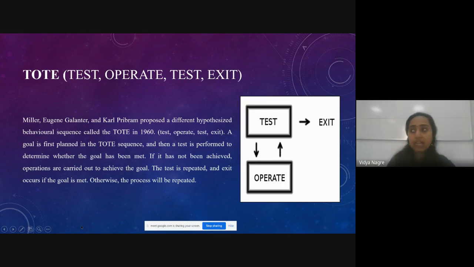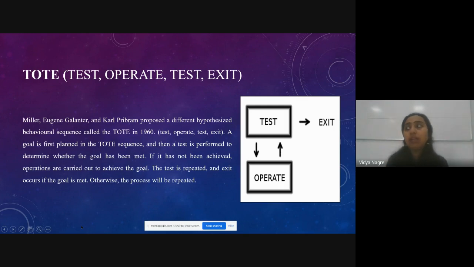So a test has to be taken to understand if the child has learned a certain theory. Then, if the child is able to apply that, if it has been achieved, operations are carried out to achieve the goal. So giving the problems to solve. The test is repeated and exit occurs if the goal is met. Otherwise, the process has to be repeated.